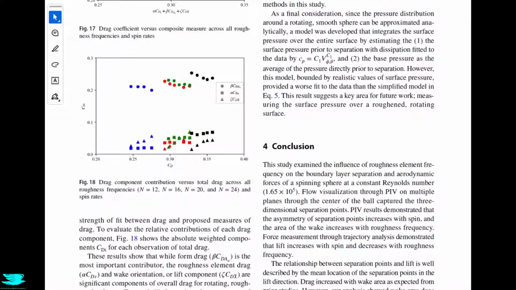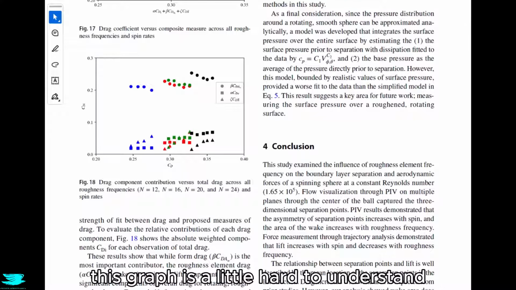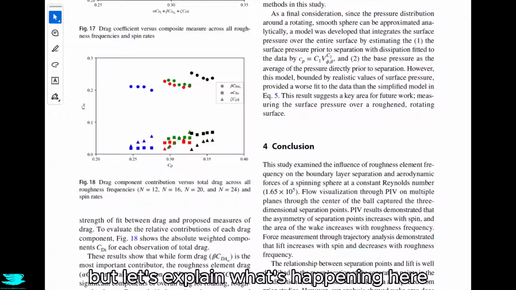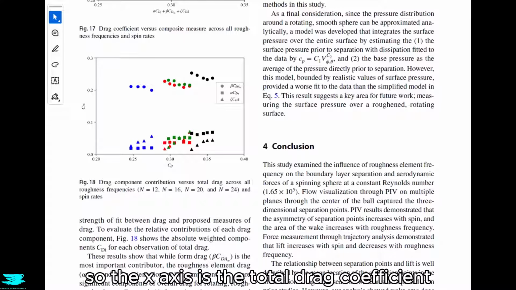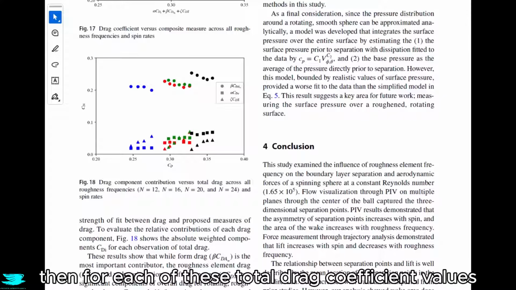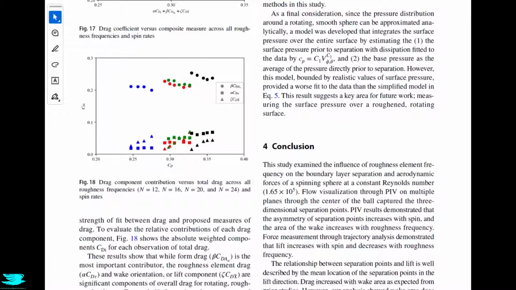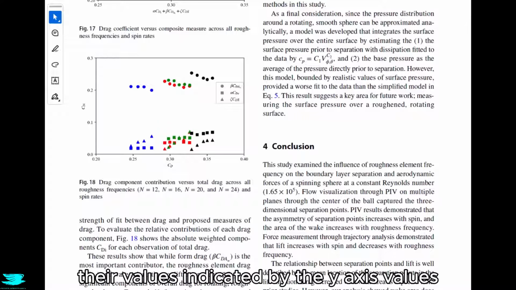Anyway, in figure 18, we see these components of drag making up the total drag. The circles are for the form drag, also known as the pressure drag. The squares are for the roughness drag, so the skin friction drag, and the triangles are for the induced drag. This graph is a little hard to understand, but let's explain what's happening here. So the x-axis is the total drag coefficient. Each drag coefficient is for one ball at one spin rate and with one particular roughness frequency. Then for each of these total drag coefficient values, we have the drag coefficient broken up into these three components of drag. Their values are indicated by the y-axis values.